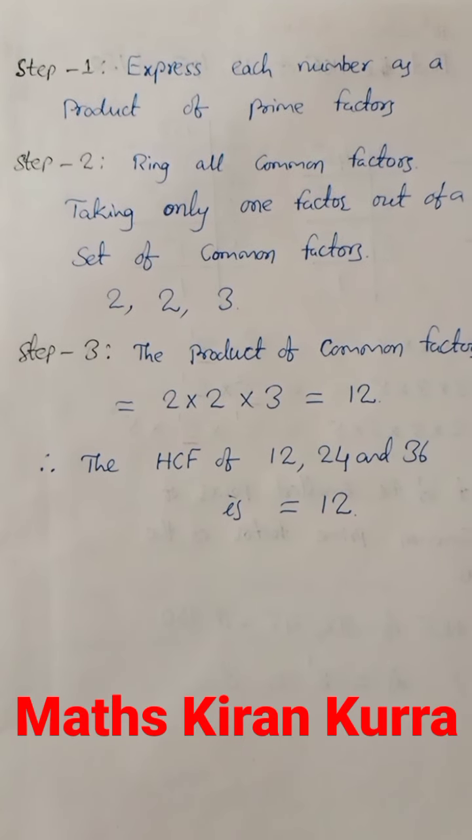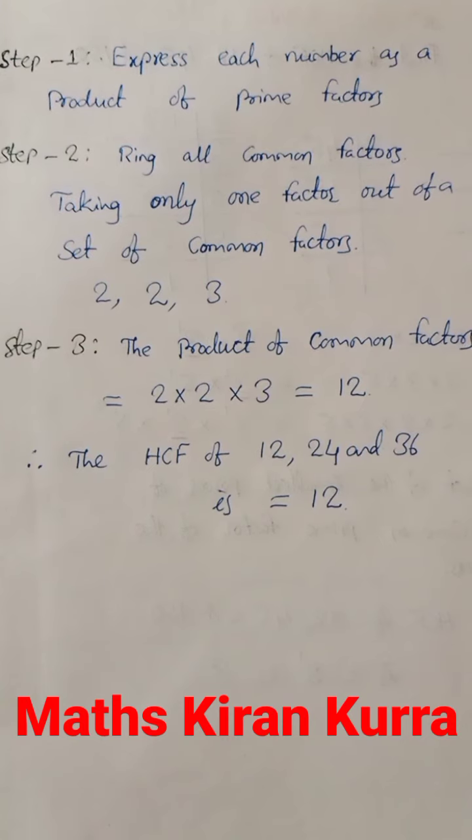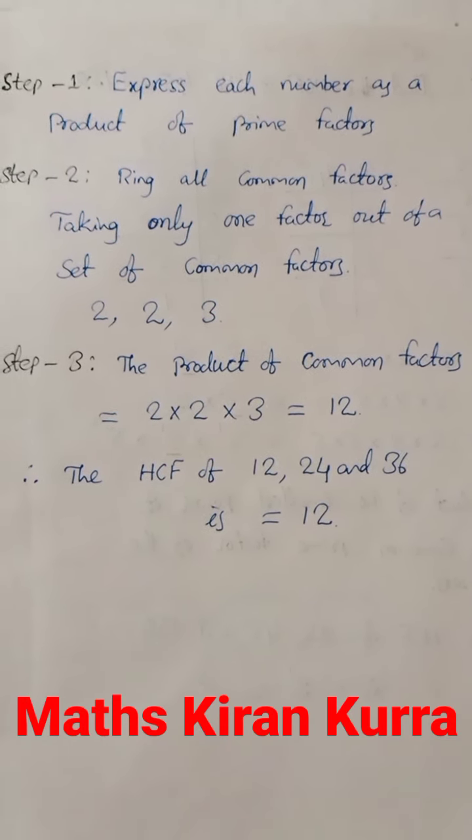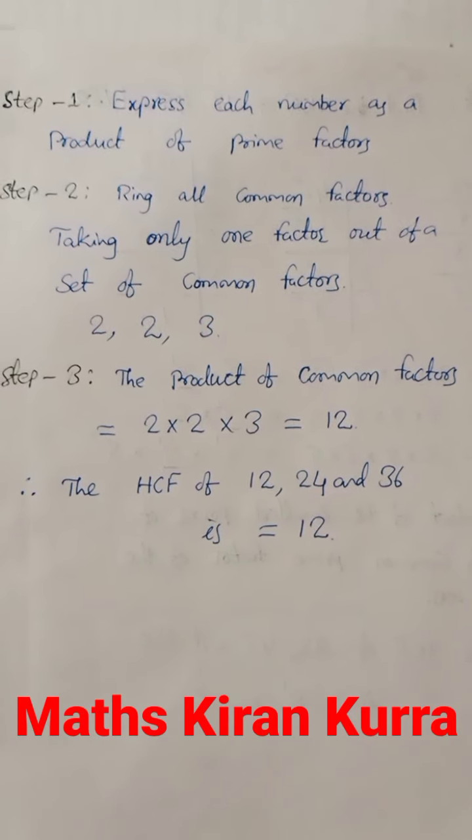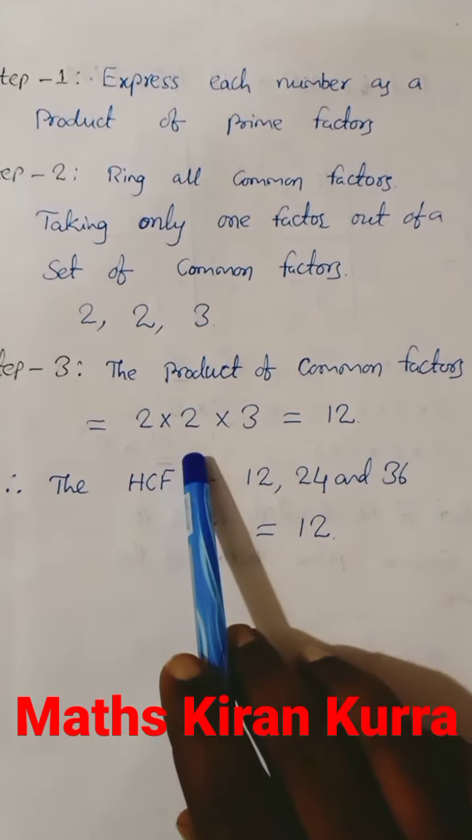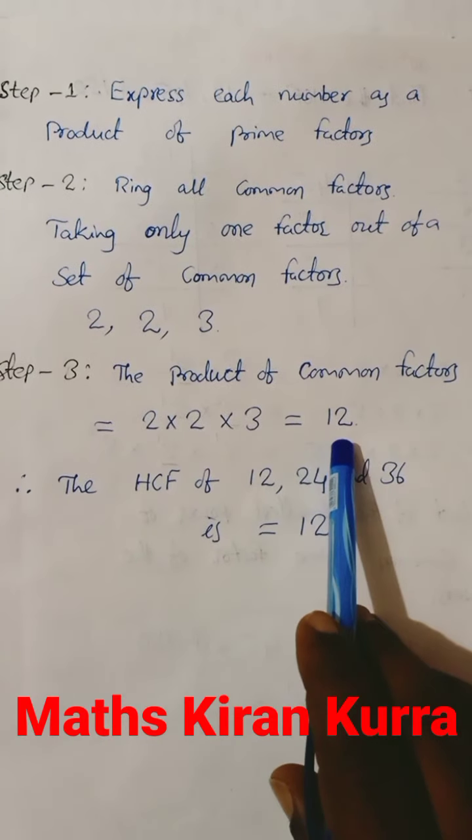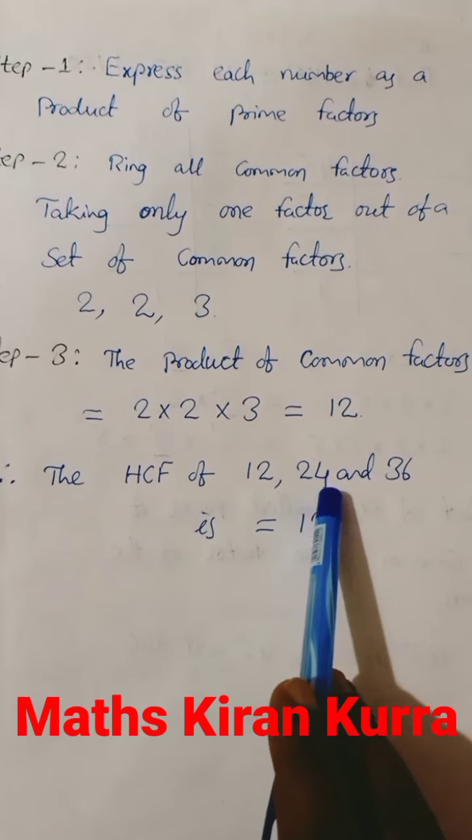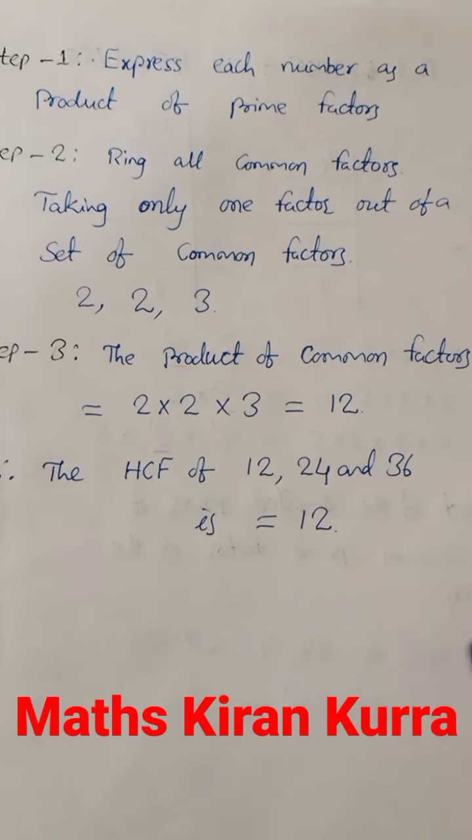Already we ringed those, they are 2, 2, 3. Now the third step is the product of common factors, that means 2 into 2 into 3. So here we get 12. So finally we say that the HCF of 12, 24 and 36 is 12.